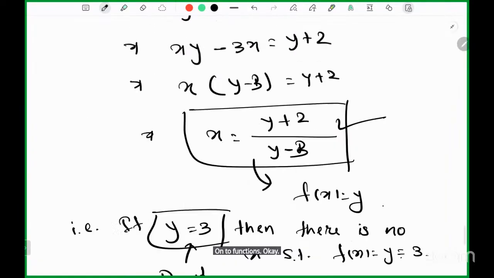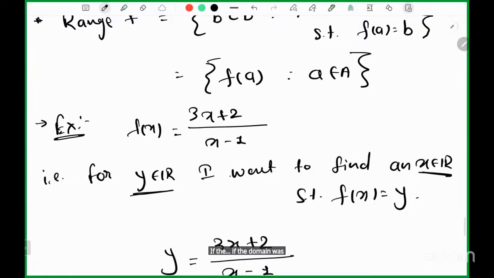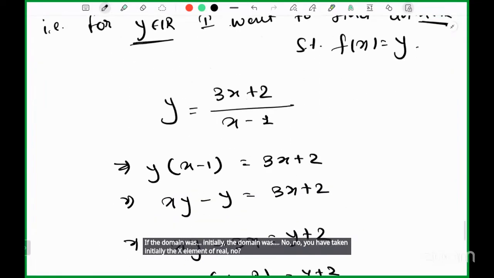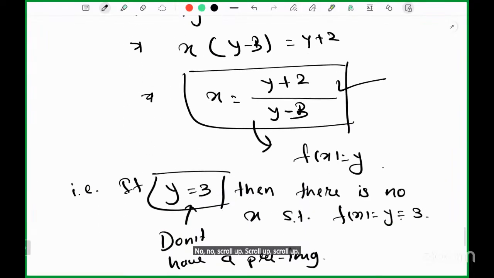Okay, so this is one way you can figure that out. If the domain was real numbers minus 3, then this is an onto function, right? The real numbers minus 3. Initially you have taken x as an element of the real numbers, no? Scroll up. No, I'm asking you to scroll down, sorry.